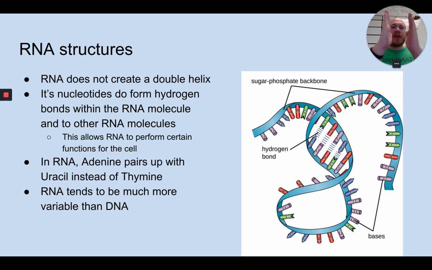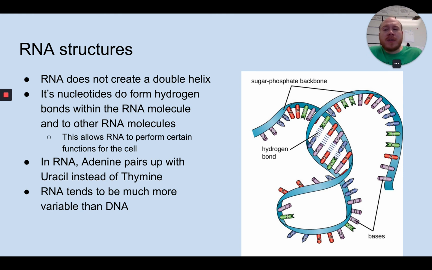So DNA kind of lines up like this. RNA can fold in on itself. And this actually allows RNA to perform certain functions within the cell. An example of this is rRNA, ribosomal RNA, which is able to hold itself together to be part of the ribosome, or tRNA, which carries amino acids to the ribosomes. They're actually folded in on themselves. They have a really cool kind of loopy structure.